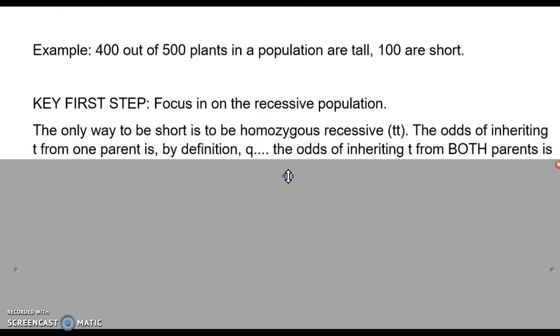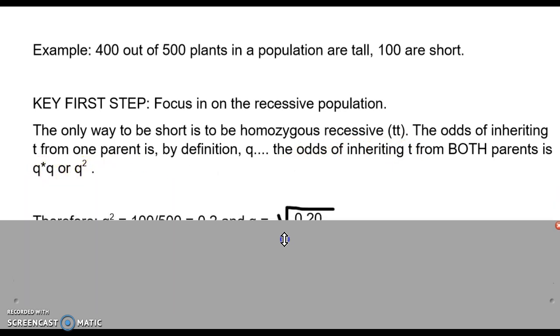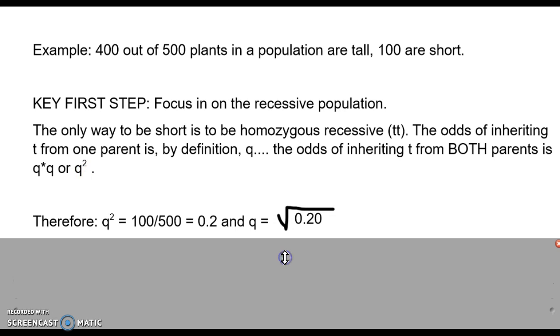Why is that? Well, the only way to be short is if you're homozygous recessive. That's the only combination that leads to being a short plant. So the odds of inheriting little t from one parent is, as we said, Q. But the odds of inheriting little t from both parents is Q times Q, or Q squared. So what do we know? Right away we know that Q squared is equal to 100 over 500. Q squared is equal to 0.2.